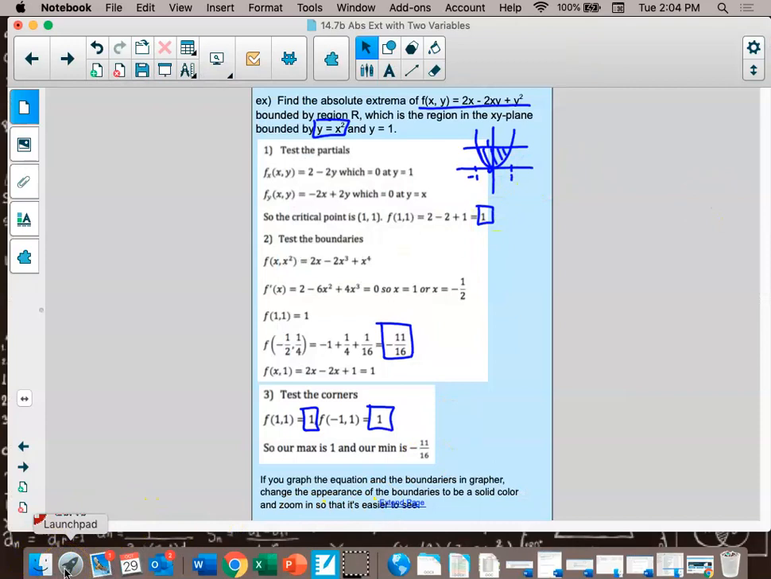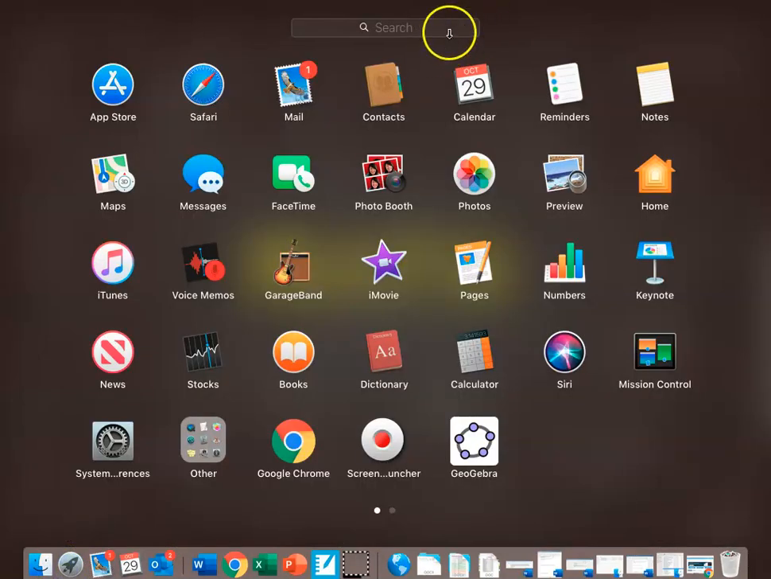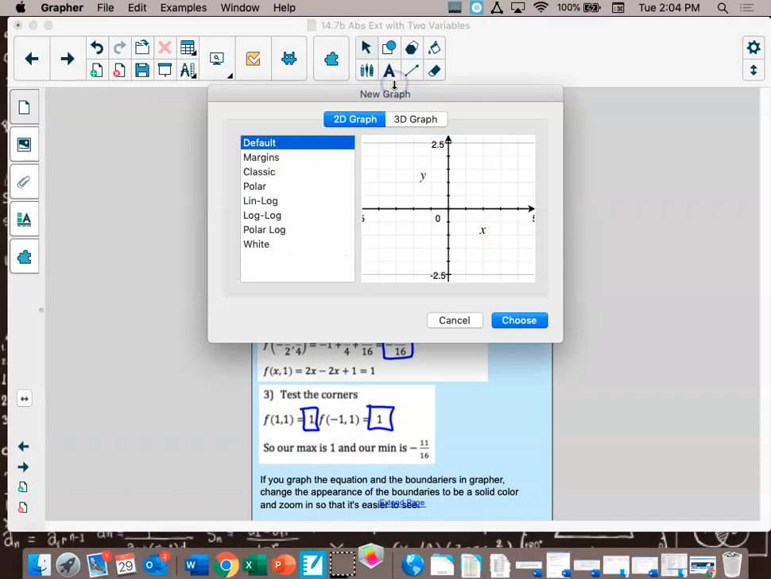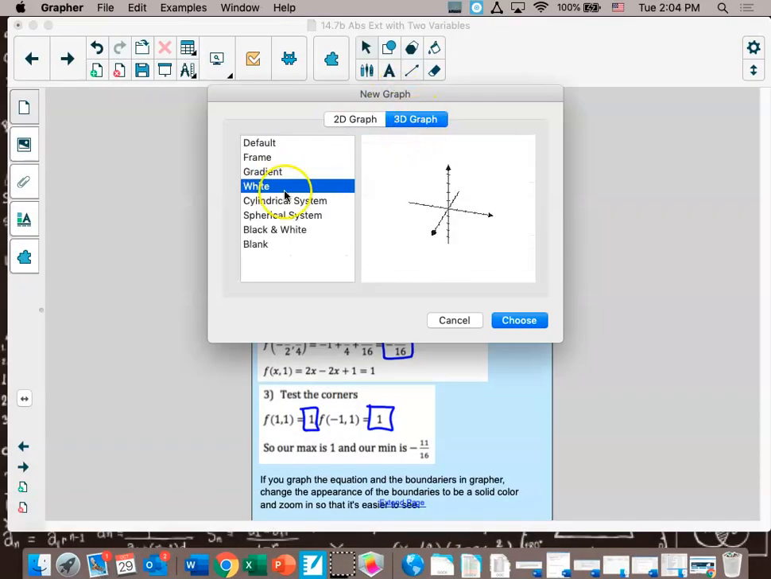Miss Arslan was really impressed with Grapher. She really liked that software. She was bummed when she found out it was only an Apple software. Okay.